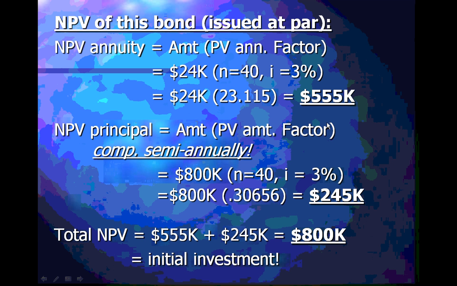Kind of shocking, but the main thing is that you've got to understand there are two pieces. The annuity is worth 555K. Getting your principal back 20 years down the road is only worth $245,000 today, in today's dollars. Add them up, it equals 800K. It has to. Okay, there you go.